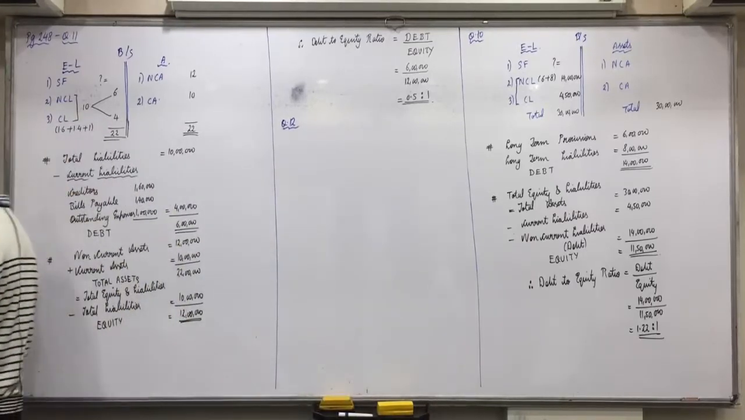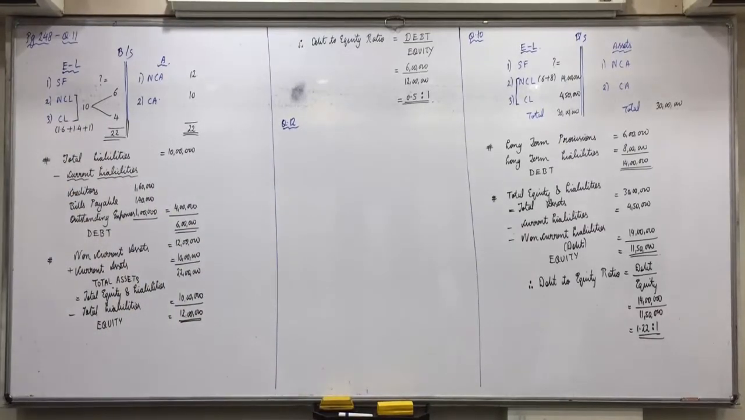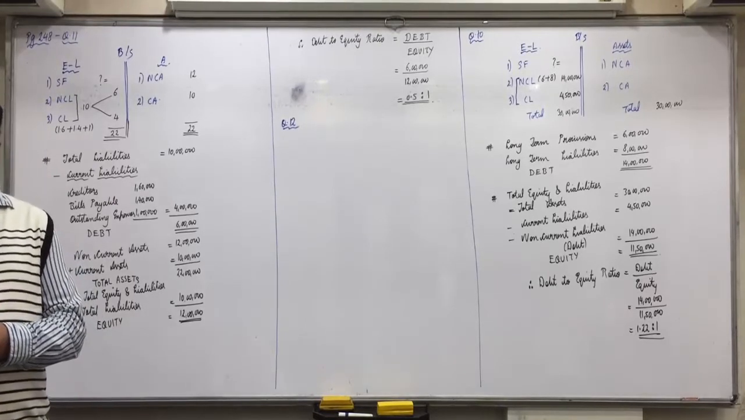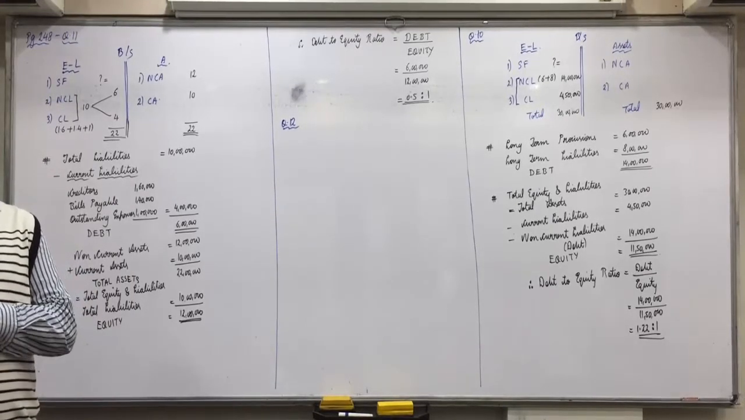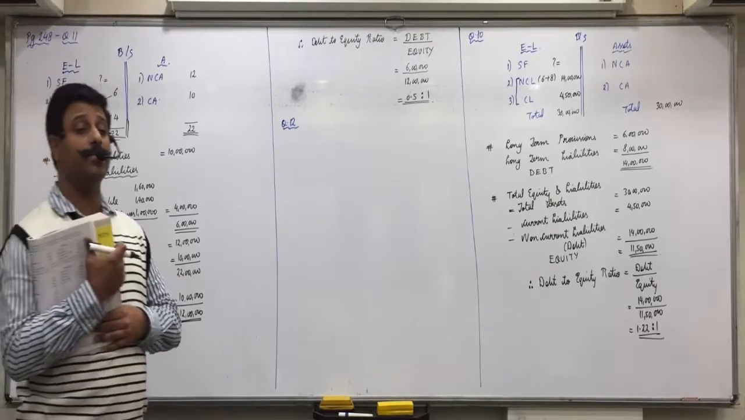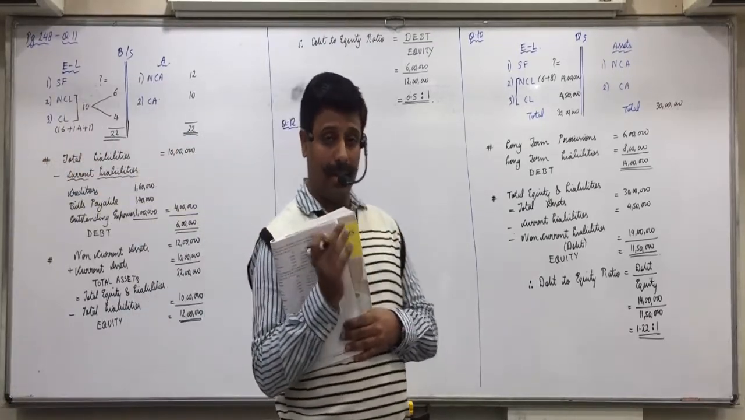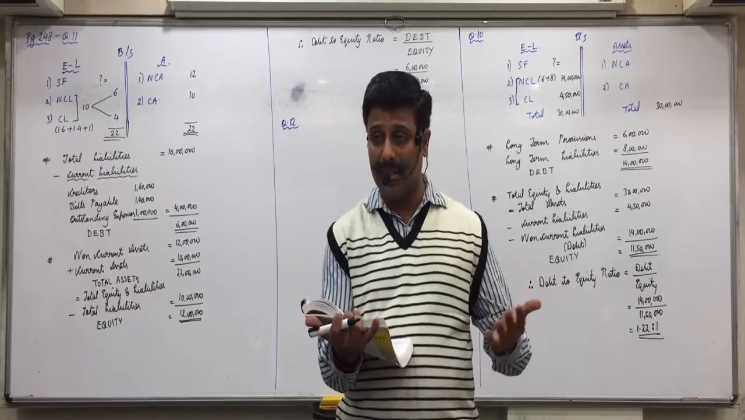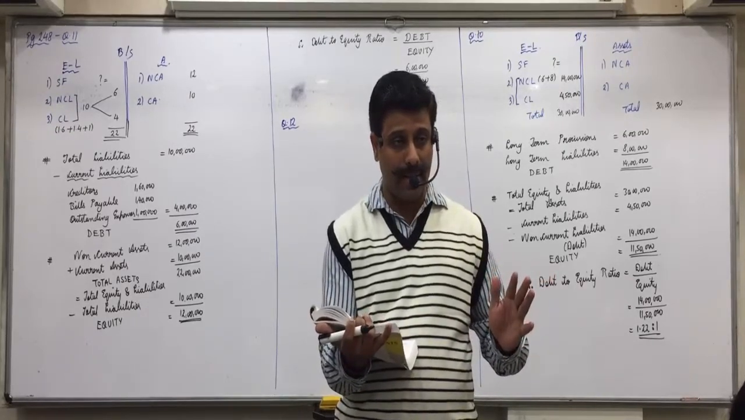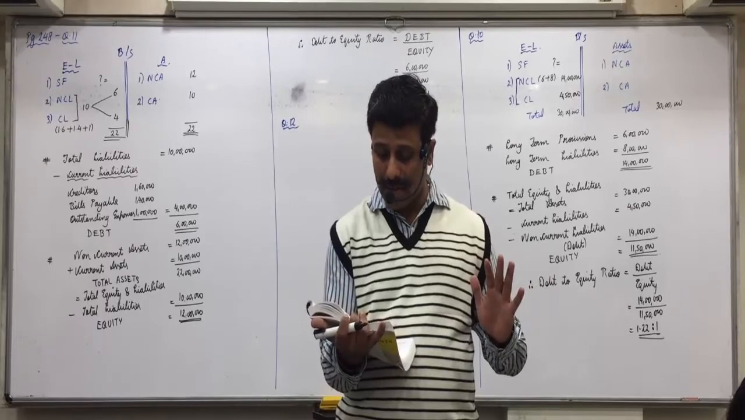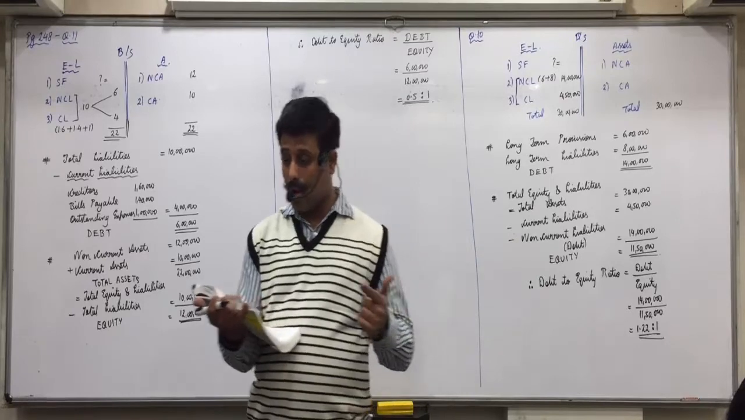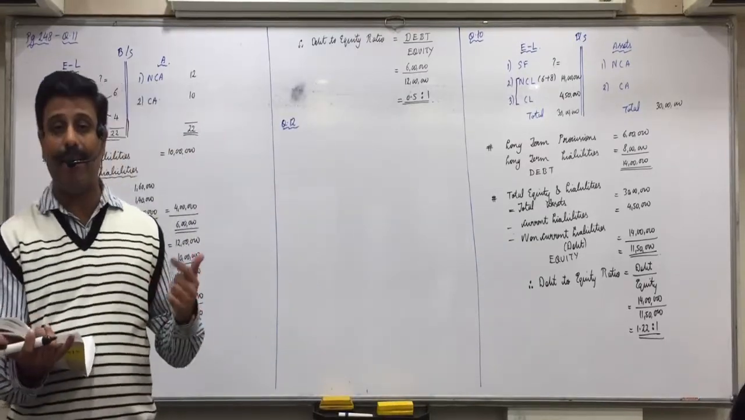Question 12. From the following information of our company limited, calculate total assets to debt ratio. Now total assets to debt means we require total assets and debt. So accordingly we do the markings. Preference share capital, no relevance. Equity share capital, no relevance. Reserves and surplus, no relevance. Non-current liabilities are debt, mark it as D. Current liabilities, no relevance.